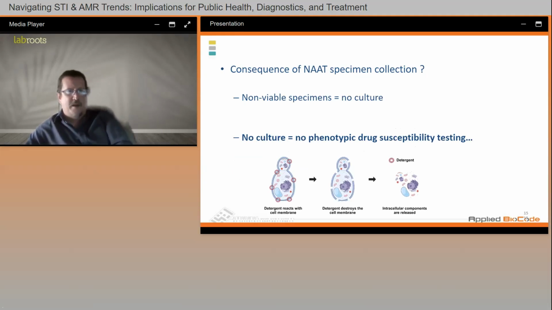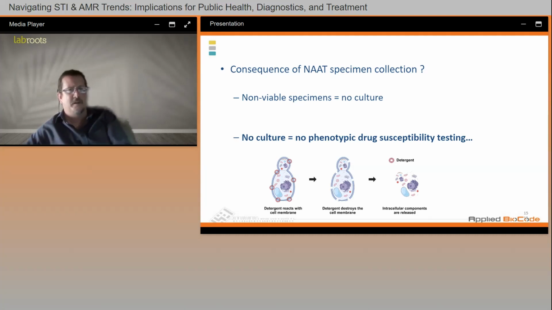But keep in mind why I press this issue about viability: if you did want to do, let's say, phenotypic drug susceptibility testing, and by phenotypic I mean old-fashioned drug susceptibility testing, does it grow or does it not grow in the presence or absence of a drug? That's not possible once you've collected these specimens for NAT testing.